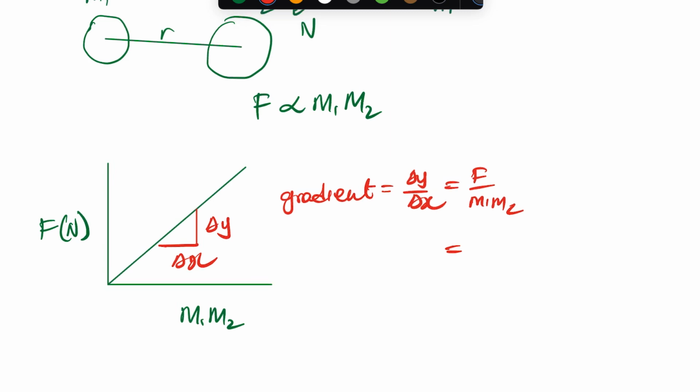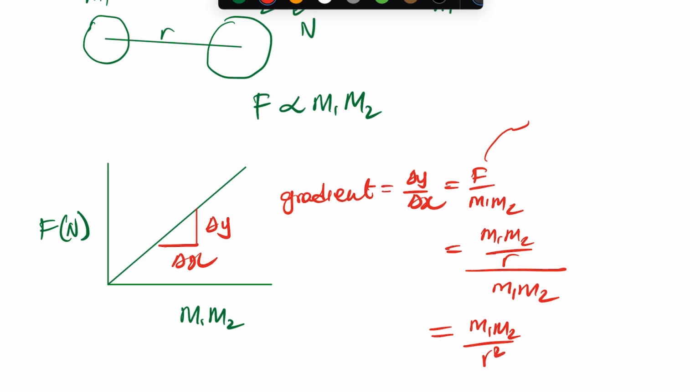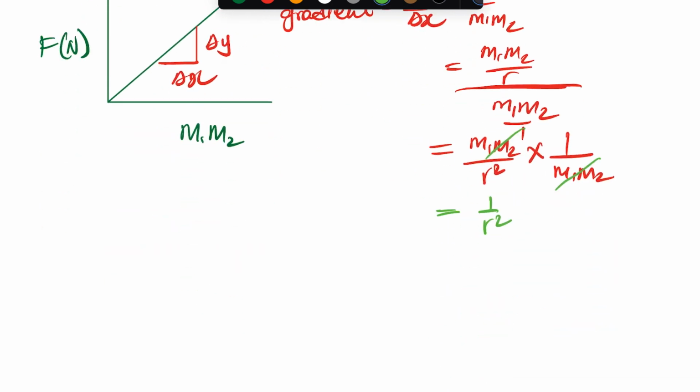So if we substitute F by m1 times m2 over r squared, and then divide all of that by mass 1 times mass 2, mathematically you have mass 1 times mass 2 over r squared, and then we change this division into multiplication. So this is the product of masses over 1. When we change that into multiplication, it will be 1 over mass 1 times mass 2, and those two cancel. So the gradient here is 1 over r squared.